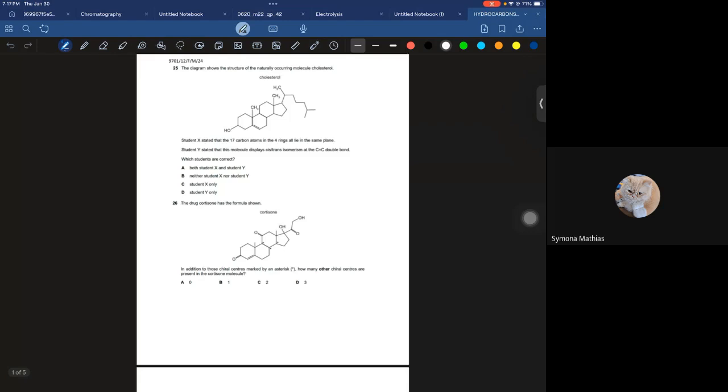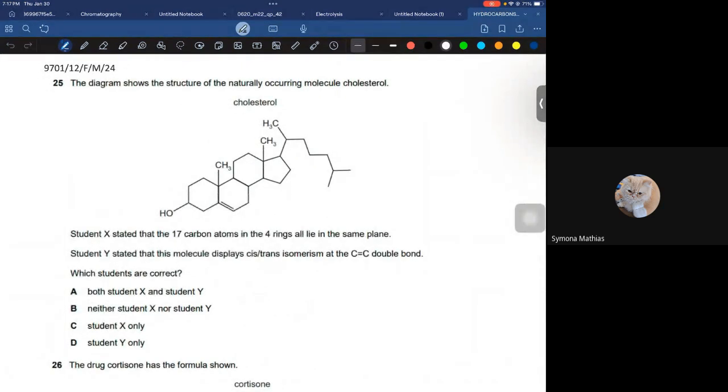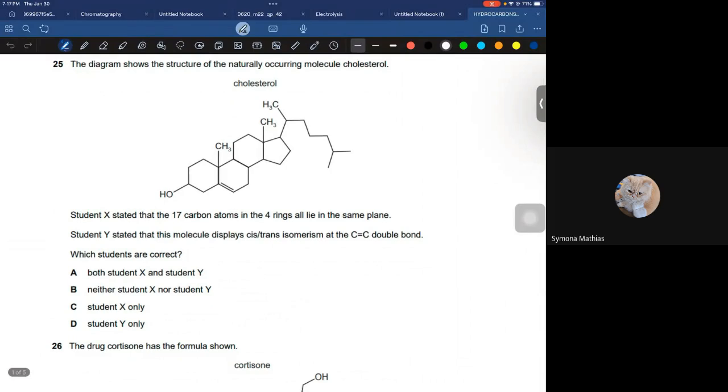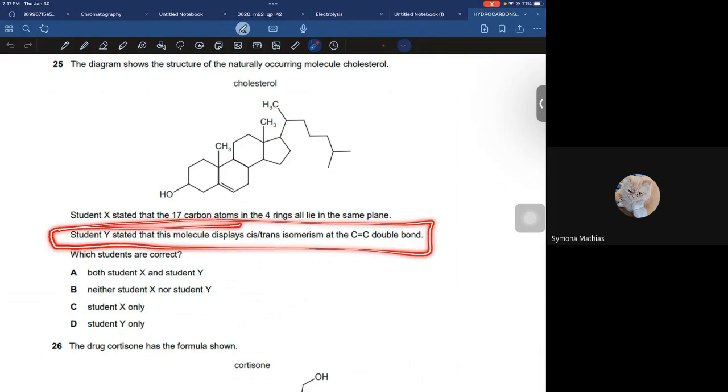So this is 24. Student X stated that the 17 carbon atoms in the four rings all lie in the same plane. Student Y stated that this molecule displays cis-trans isomerism at the carbon-carbon double bond. Which students are correct? Let's suppose I'm considering this first, this is easy.